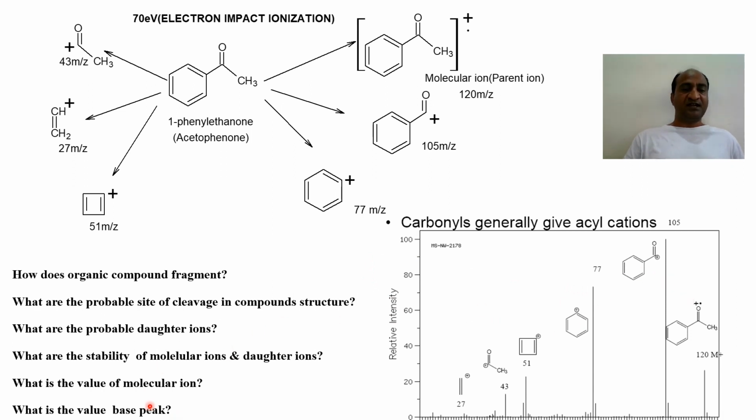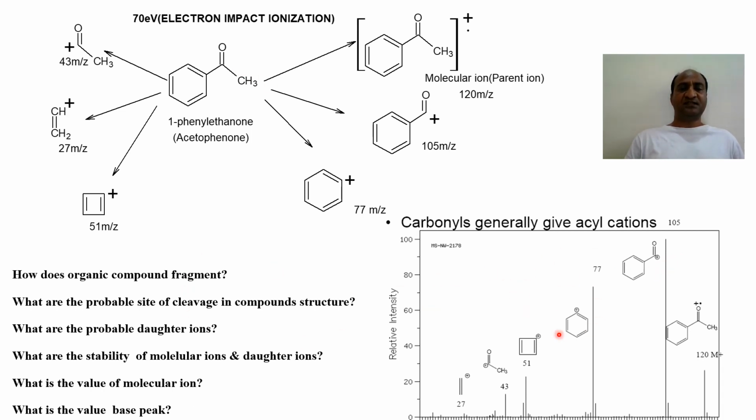Then another important one is the base peak. That is the highest intensity peak in the mass spectra. In the case of acetophenone, the highest intensity peak you are getting is an acyl cation, that is 105. Whenever you get a mass spectra with the highest peak at 105, then we may guess that our compound may be an aldehyde or ketone. So this answer for the question is very important.